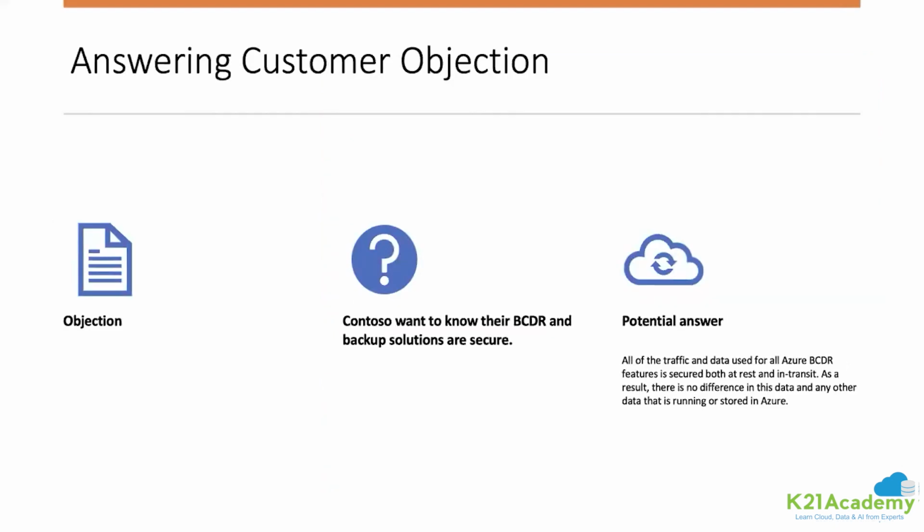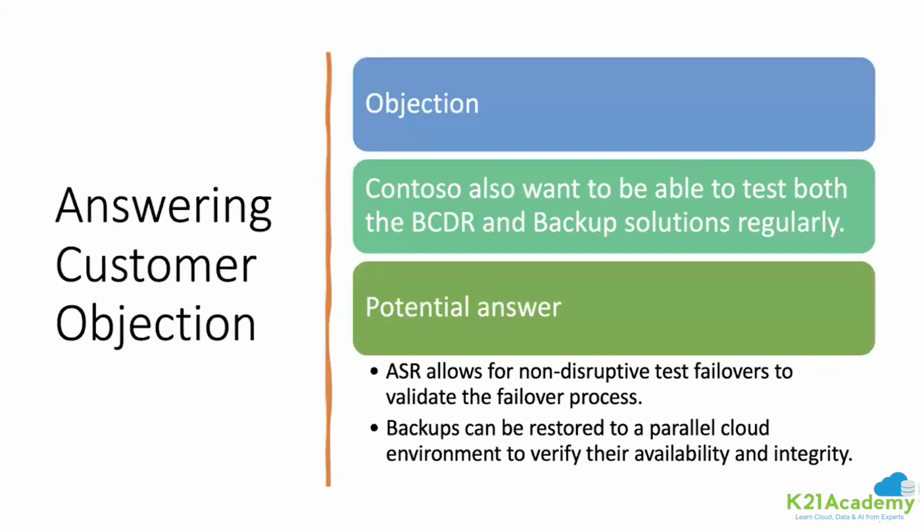Another objection: Contoso wants to know that their BCDR and backup solutions are secure. So the potential answer could be that all of the traffic and data used for all Azure BCDR features is secured both at rest and in transit. As a result, there is no difference between this data and any other data that is running or stored in Azure. That way, at least you are covering data at rest and data in transit security.